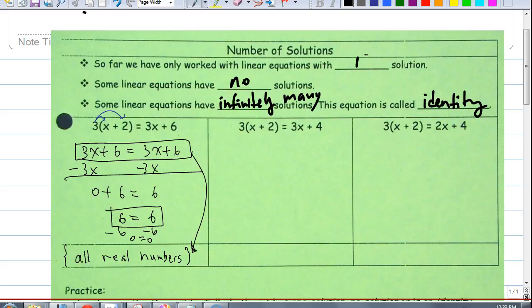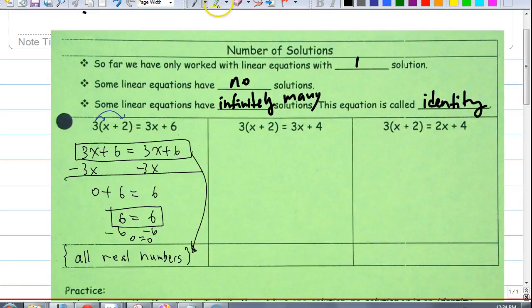Why do I get all real numbers? One person has their hand up. 2 people. 3. Okay. Thank you for waiting. Go ahead, Blake. Why do you think my solution is all real numbers? Because everything on both sides is the same. If you subtract 6, then you start with 3x and 3x, and divide by 3, it's going to equal x equals x. That's exactly right. Did you hear what he said? He explained it really well.